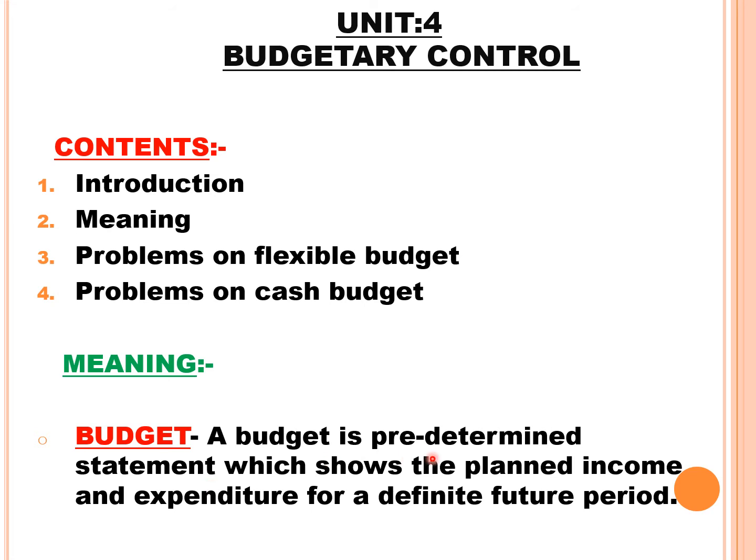Predetermined means in advance you have determined what is the estimated income and what is the estimated expenditure for a future period. Budget is a type of plan. You don't do it for the past, you do it for the future. Taking the experience of the past, you plan for the future. You may plan for next month, or for the next 3 months, or for the next 1 year. So budget is not for the present, the budget is for the future.